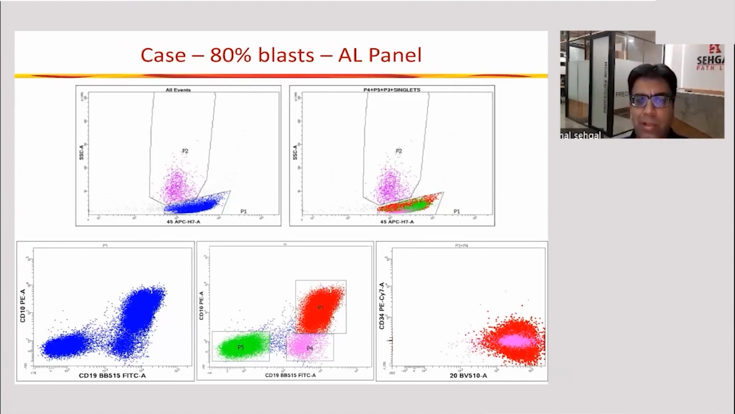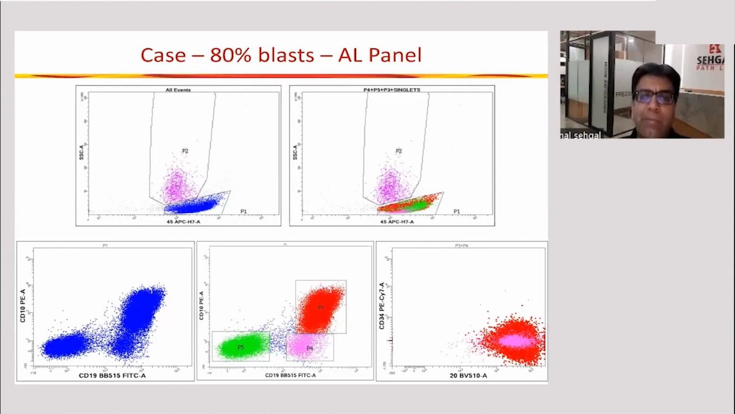Again, what I would like to highlight, majority of the cells were lying in this CD45 area. A significant population was co-expressing CD19 and CD10, and I have colored them red. So a CD10 expressing, CD19 expressing population. And here, if you see, all the red cells are lying in the bright CD45 area. And they also express a very bright CD20, being CD34 negative.